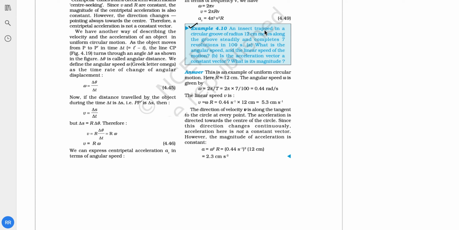आपके पास एक insect है that is trapped in the circular groove of radius 12 centimeter. So what is given to you? Write it here. A radius is equal to 12 centimeter. In SI unit it's 12 × 10⁻² meter. And then groove and completes 7 revolution per second. So जिसका frequency है वो है 7 revolution in 100 seconds. So 1 revolution is 2π. So अभी तक इसको ऐसे रहने दीजिए आप, 7 revolution per second.